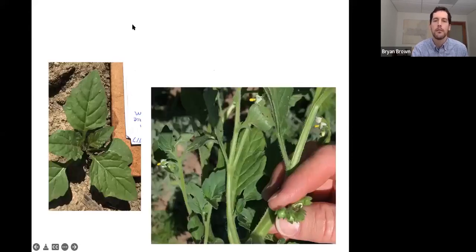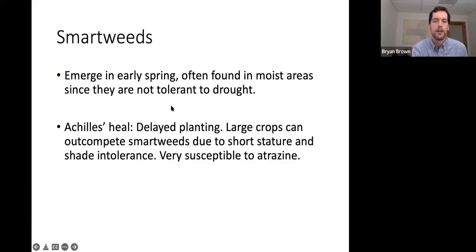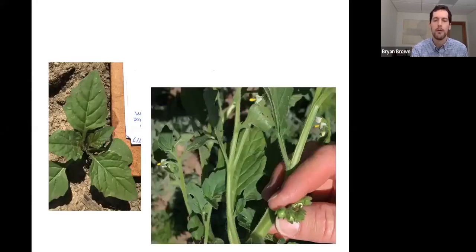Okay, closing up the questions box. Did I finish here with Smartweeds? Yeah, so the other thing about Smartweeds is that they are somewhat short stature, and so they may be able to be outcompeted with corn and very competitive crops. And it's also very susceptible to atrazine in general.